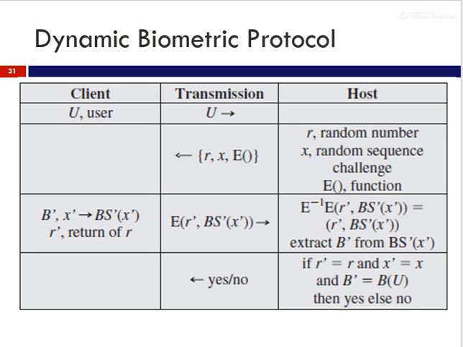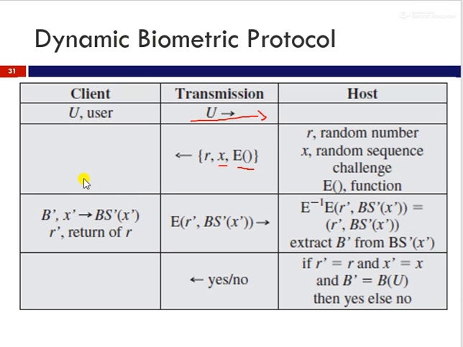In case of the dynamic biometric protocol, the first message is the same as for all others. The user sends the user ID to the host, and the host chooses a random number R, and then a random sequence challenge X. X is a string that is a random sequence which has to be provided by the host, along with the encryption function information.